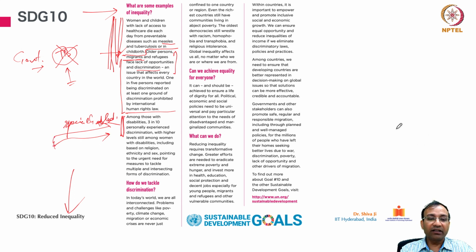Well, awareness is rising in recent years, and if you visit public places such as railway stations, airports, and bus stations, okay, now infrastructures are being improved and upgraded to help people with any such disabilities. Okay, with higher levels still among women and disabilities, including based on religion, ethnicity, and sex, pointing to the urgent need for measures to tackle multiple and intersecting forms of discrimination. Yeah, so in that too, the women and disabled people or elderly, they are the most vulnerable.